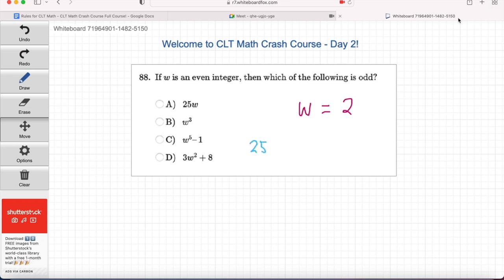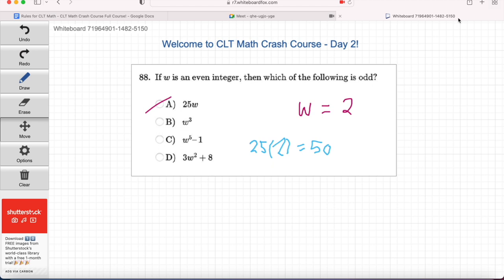Looking good. All right, so that's just 25 times 2. What's 25 times 2, Karis? 50. Is that odd? No, it is not. So it can't be answer choice A. Does that make sense? Yes. Beautiful. All right. Let's try answer choice B.